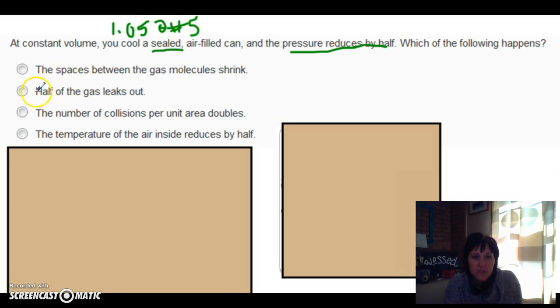So right away, what can we take out? Half of the gas leaks out, right? It's sealed, so nothing's going to leak out. The pressure is reduced by half. So let's see, constant volume. We've got pressure and temperature, right?